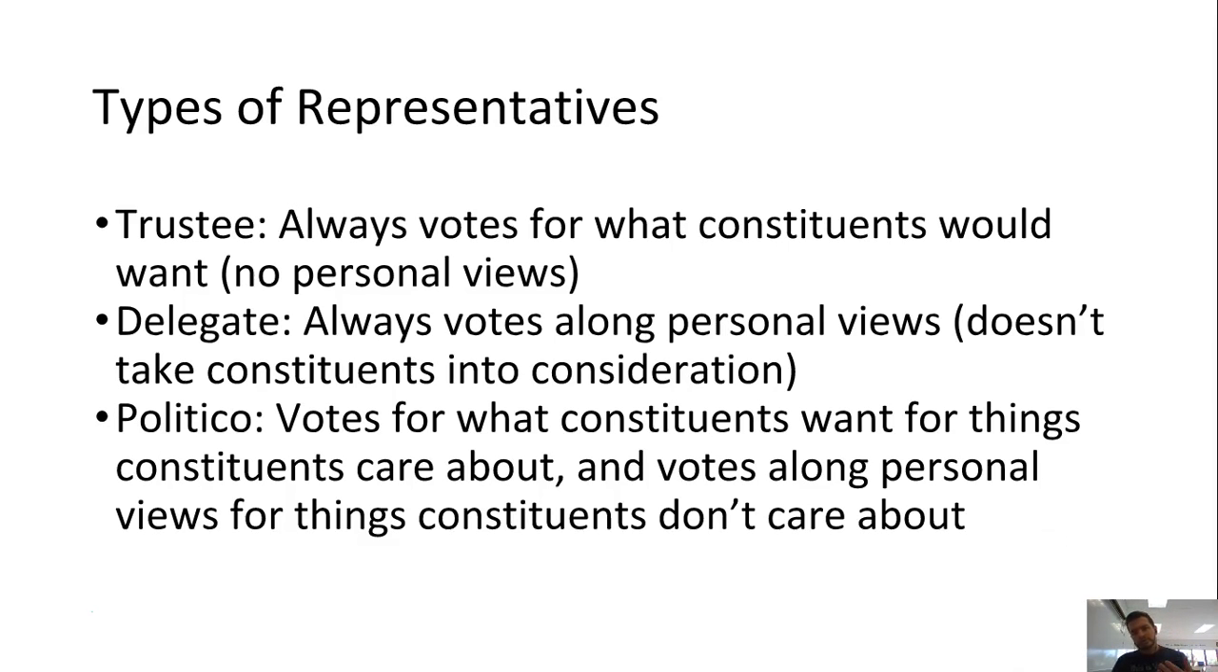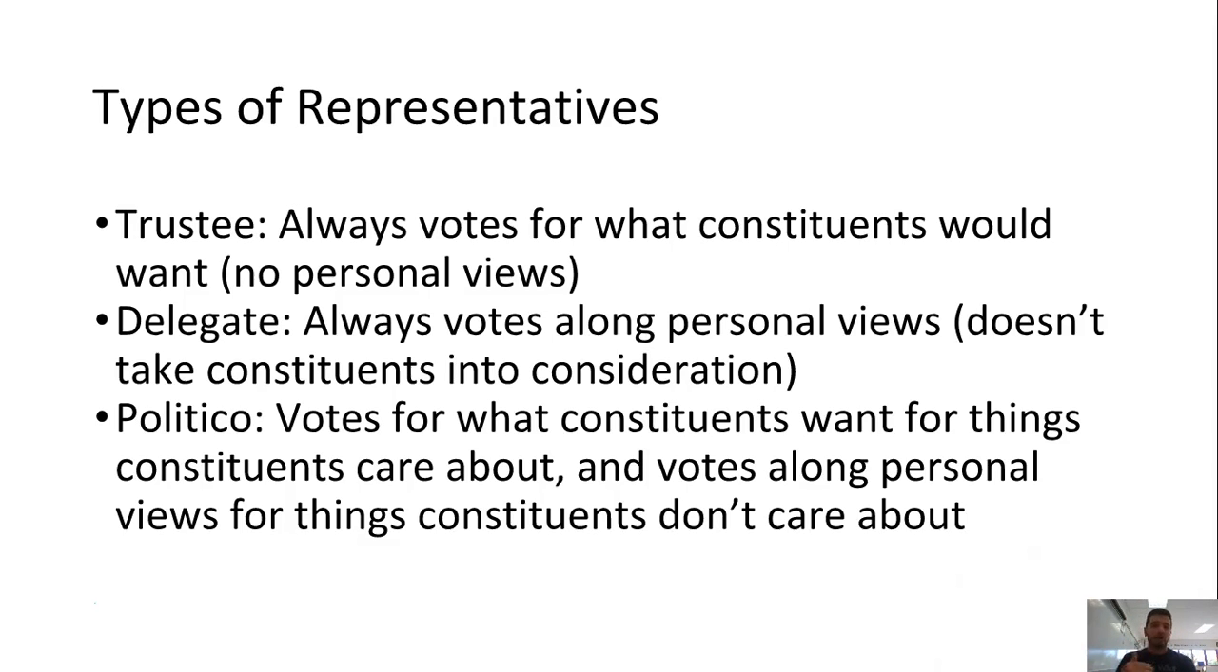All right, so last thing, before I forget, we had to talk about the types of representatives. And then we'll get into gerrymandering. So there's three types of representatives. The trustee is a representative that, and again, before I get into definitions, this always refers to all types of congressmen, so senators and House members, and I'll tell you which one is which.